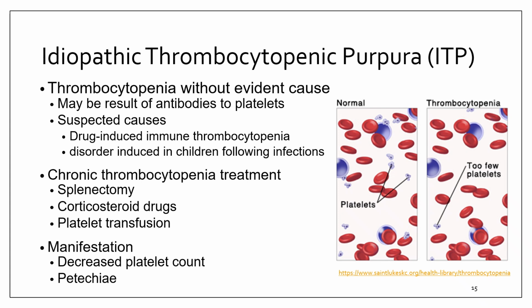Treatment is aimed at stopping destruction, not boosting production. So common approaches include, the first one would be corticosteroids. So suppress the immune response and reduce antibody formation. Second would be splenectomy. So removes the primary site of platelet destruction. Often dramatically improves platelet count. This works because no spleen equals nowhere for macrophages to destroy platelets.